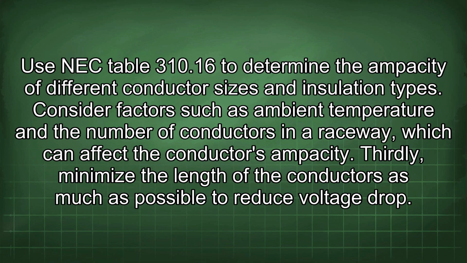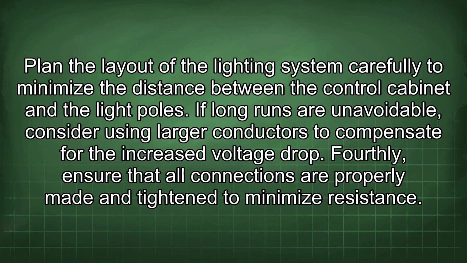Thirdly, minimize the length of the conductors as much as possible to reduce voltage drop. Plan the layout of the lighting system carefully to minimize the distance between the control cabinet and the light poles. If long runs are unavoidable, consider using larger conductors to compensate for the increased voltage drop.